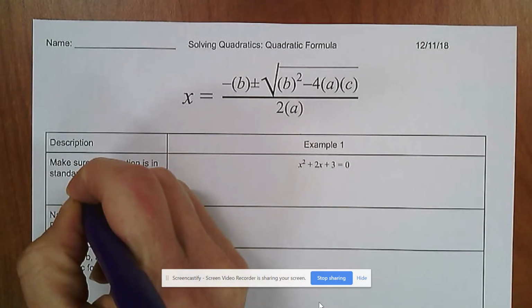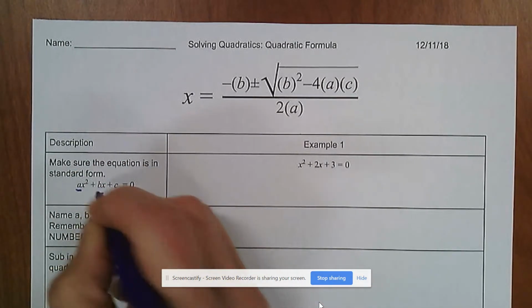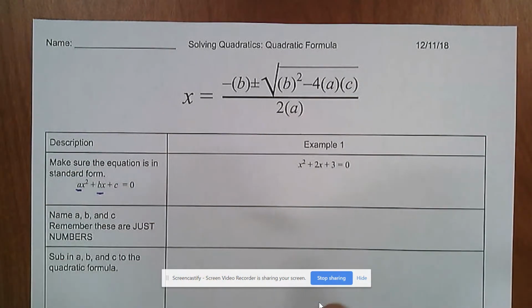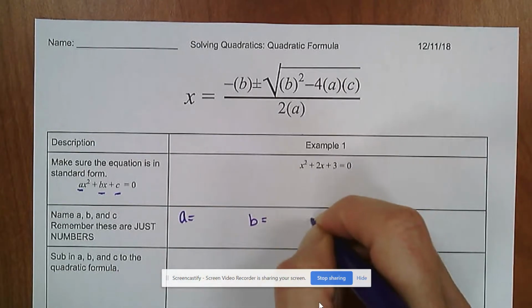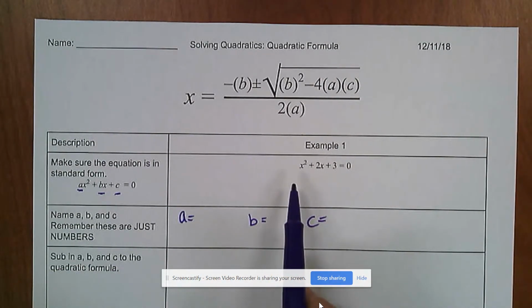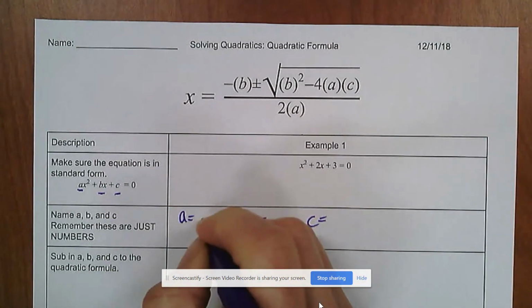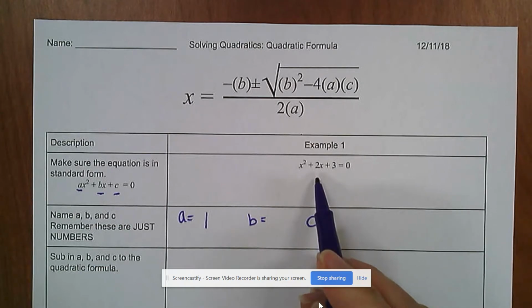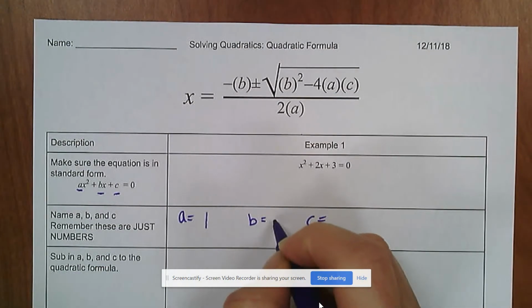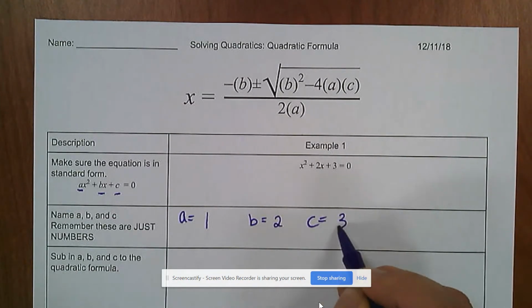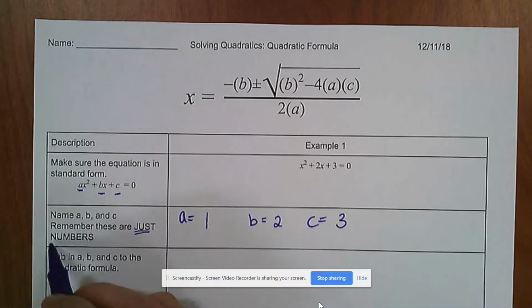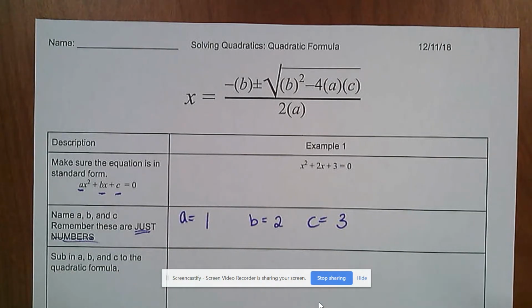The a is the number in front of the x squared, b is the number in front of the x, and c is the number that doesn't have an x. So I'm going to write a equals, b equals, and c equals. My a is the number in front of the x squared. There's no number there, so that means it's 1. B is the number in front of the x, so in this case it's 2. And c is the number without an x, so that's 3. Please remember that a, b, and c are just numbers, so I don't want the x's.